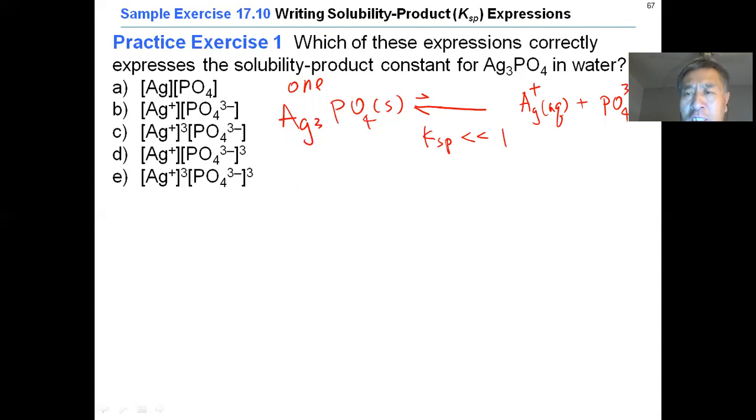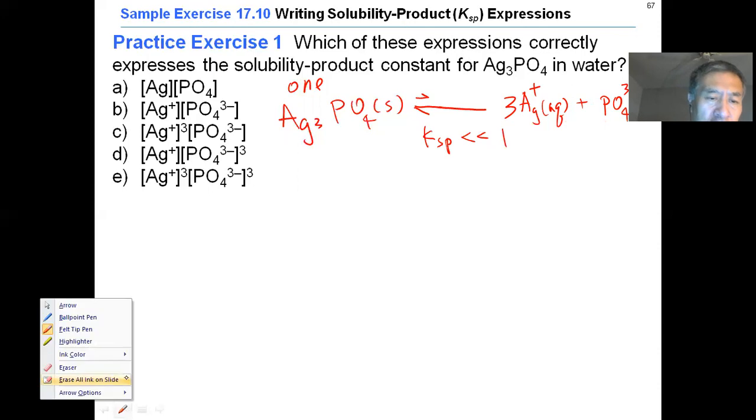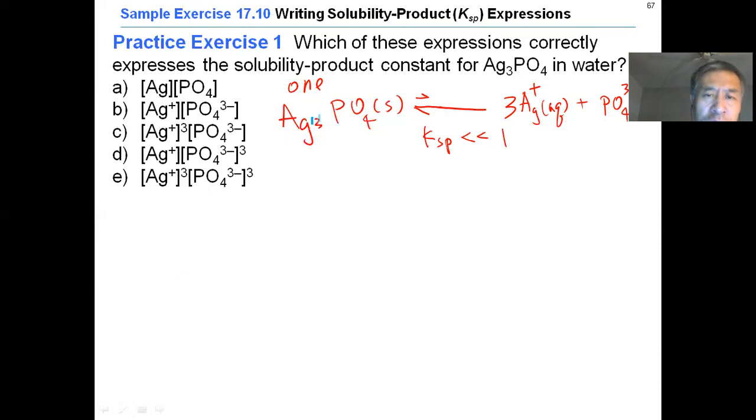Then the state is aqueous. So then the coefficient here will be 3. This 3 comes from the subscript 3 here. So that's how we get the 3. Then the plus 1 charge and 3 negative charge, you kind of have to memorize.